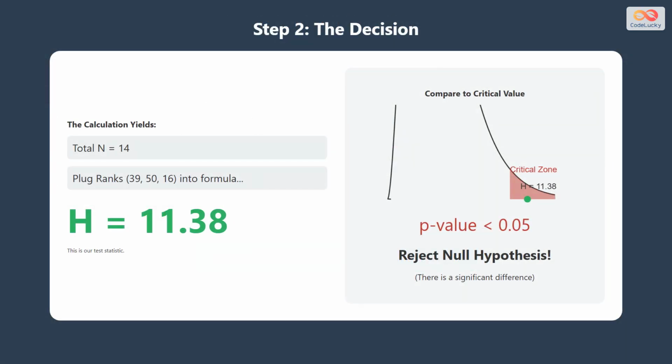When we plug those rank sums into the formula, we get an H-statistic of 11.38. We compare this number to a critical value from the chi-square distribution. Since our result falls into the critical rejection zone, giving us a p-value less than 0.05, we reject the null hypothesis. There is a significant difference between the diets.